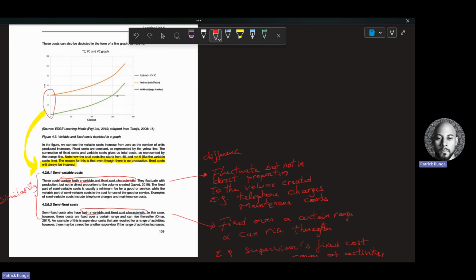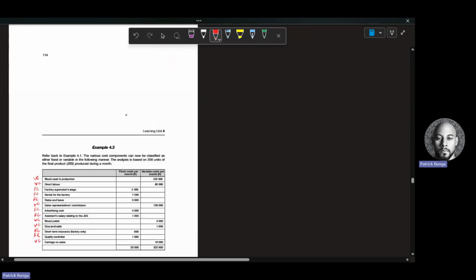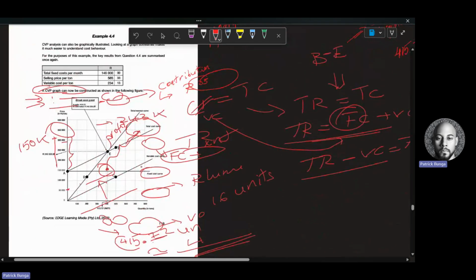So the variable cost, it is this green line, right? You see the green line? So if you add the green line plus the yellow line, that's what gives you the total cost, right? You see the total cost, which is the orange line, right? But one thing that you need to be cognizant about, we need to cover these fixed costs so that we can start seeing whether we're going to make a profit or a loss.